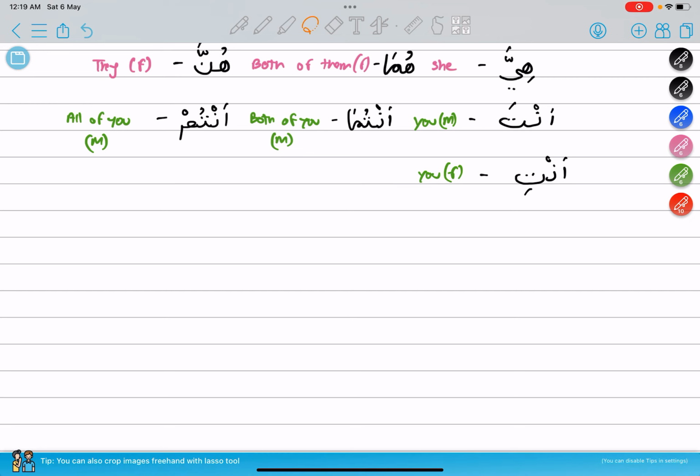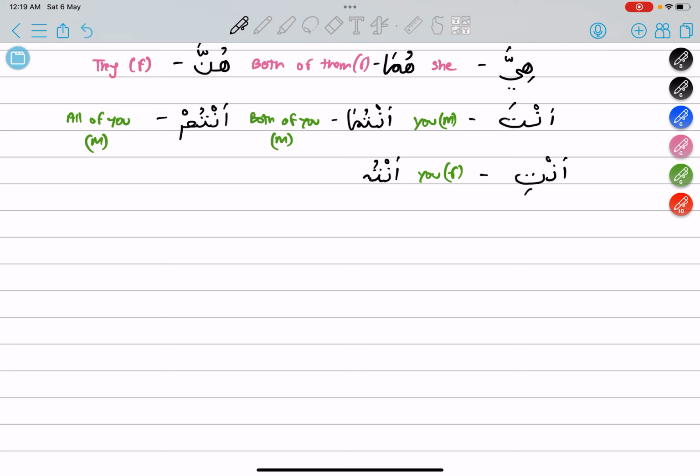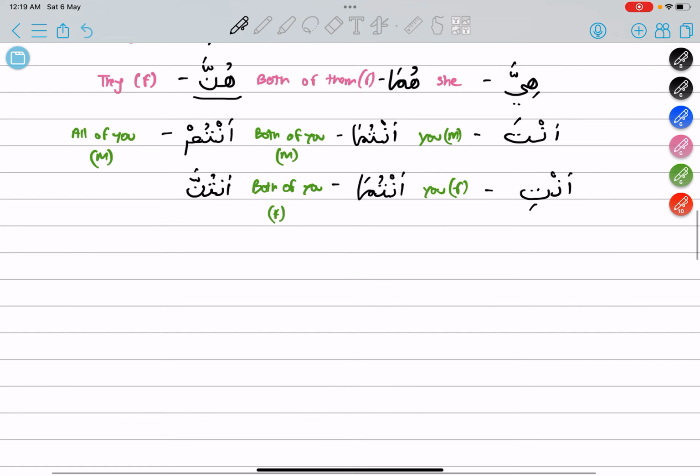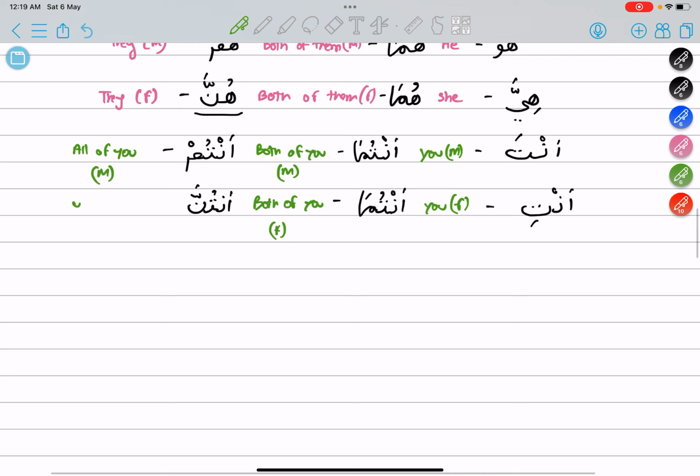again the same word here. I'll write it. Antuma means both of you, for feminine. And then we have antunna. Do you see the sequence here? For the feminine version, it was hunna, they. Now we have antunna, right? Antunna means, what does it mean? It means you, all of you, ladies. All of you, feminine.